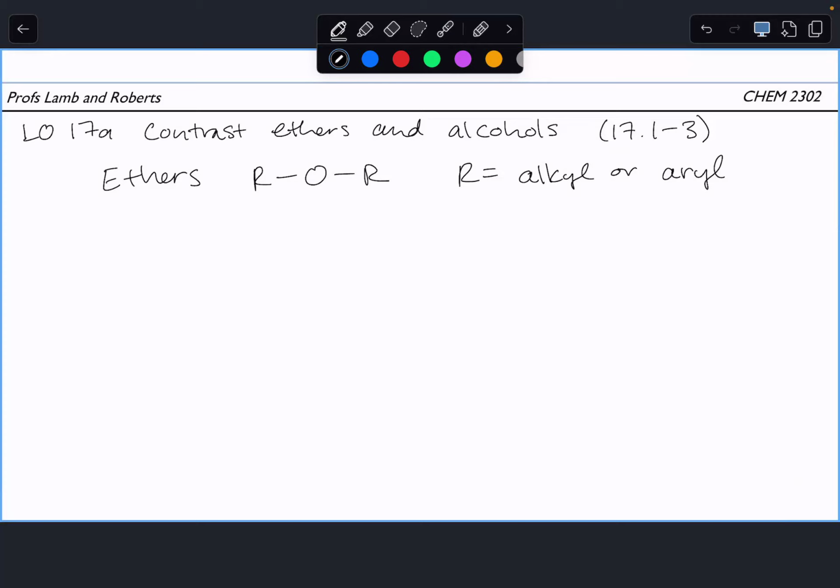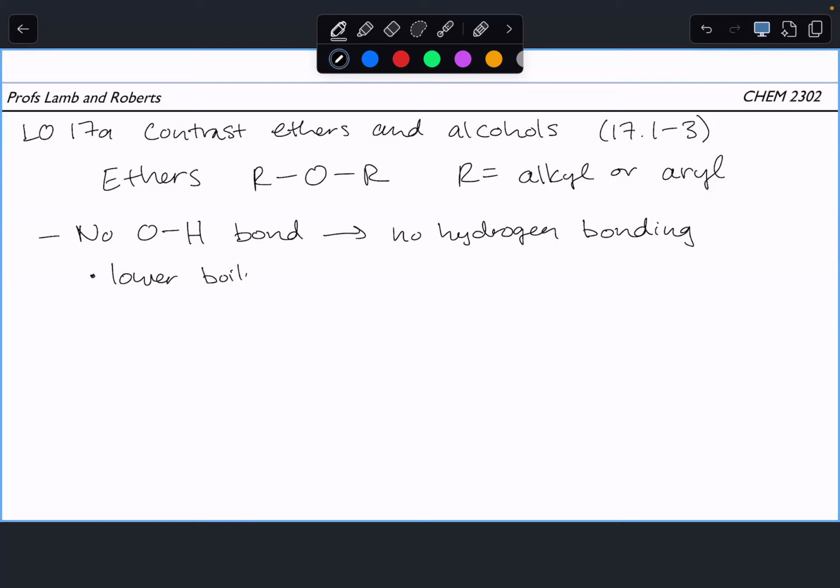So because it's ROR, as opposed to an alcohol, which is ROH, ethers have no OH bond. We've just replaced the hydrogen on an alcohol with another alkyl group or another aryl group. So there's no OH bond. That means that we have no hydrogen bonding. So again, just like we talked about with thiols, if you do not have hydrogen bonding, you're going to have a much lower boiling point, because boiling point comes from those intermolecular forces like hydrogen bonding.